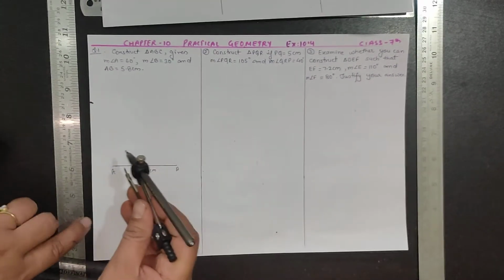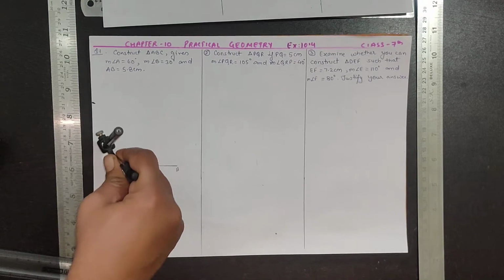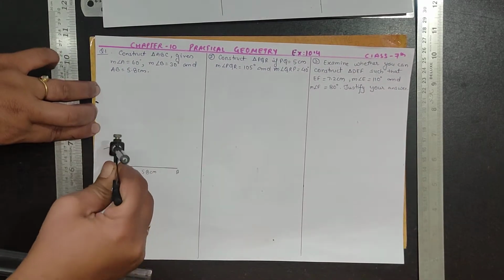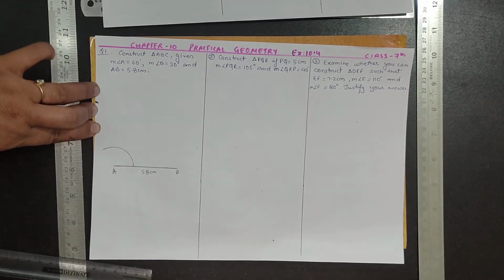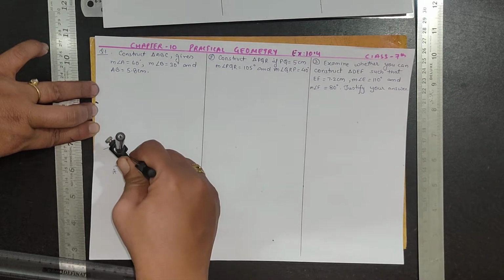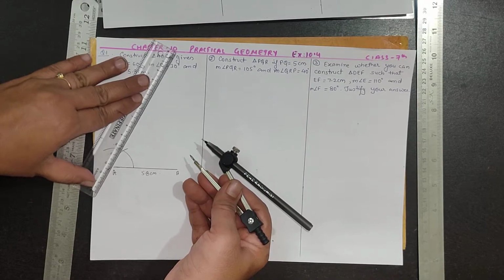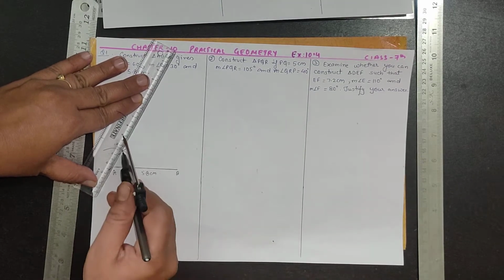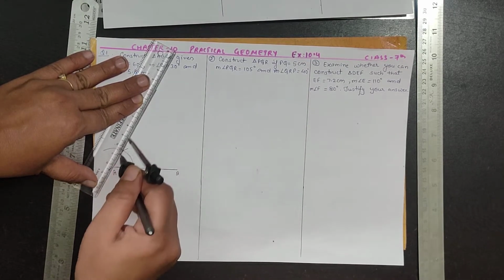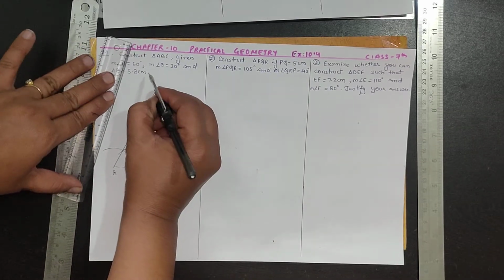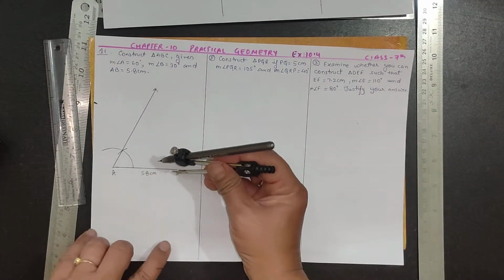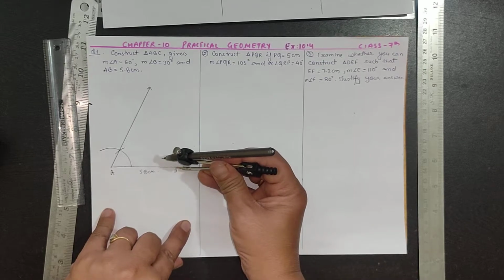Angle A is 60 degree. Again, take any arc, put your pointer on A and construct a semicircle like this. The first arc cut is always 60 degree. So this is your 60 degree. Extend this line. Then on B, it is 30 degree.